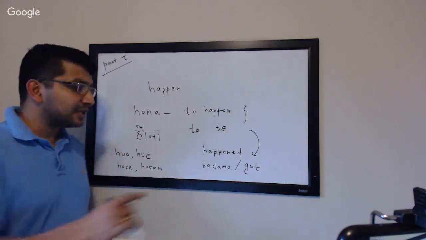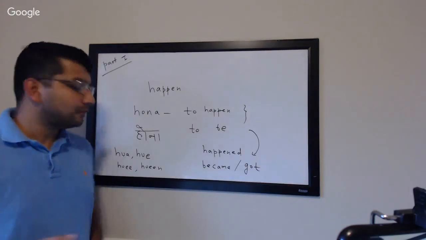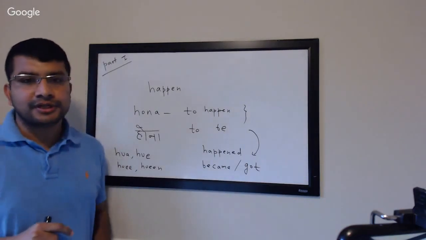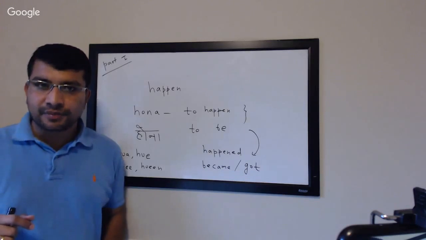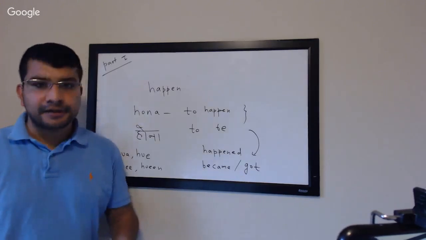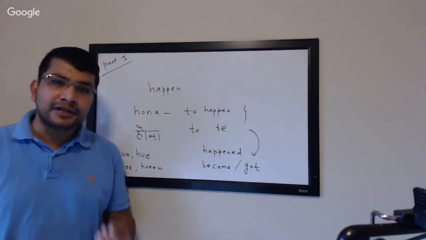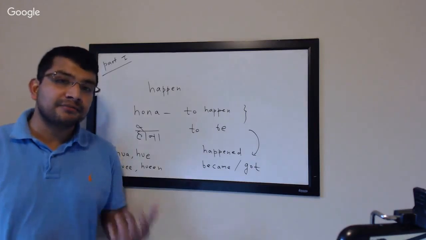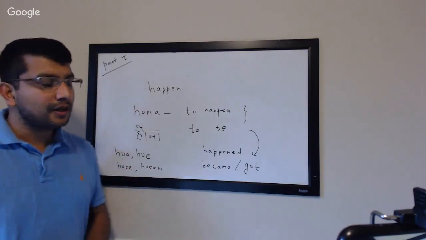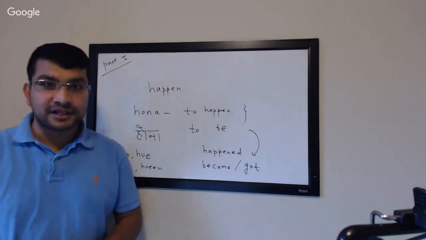In English, it is pretty straightforward for you. You can simply say happened. You don't have to worry about the form of the subject you're using. Okay. For example, if it rained, you will simply say it rained. In Hindi, you have to really see whether rain is considered masculine or feminine. Okay. If you got sick, you will simply say I got sick.